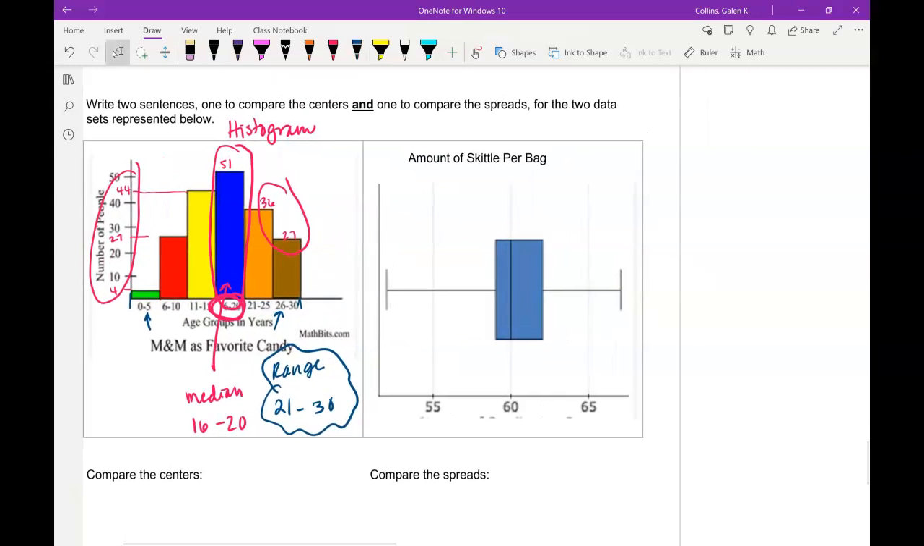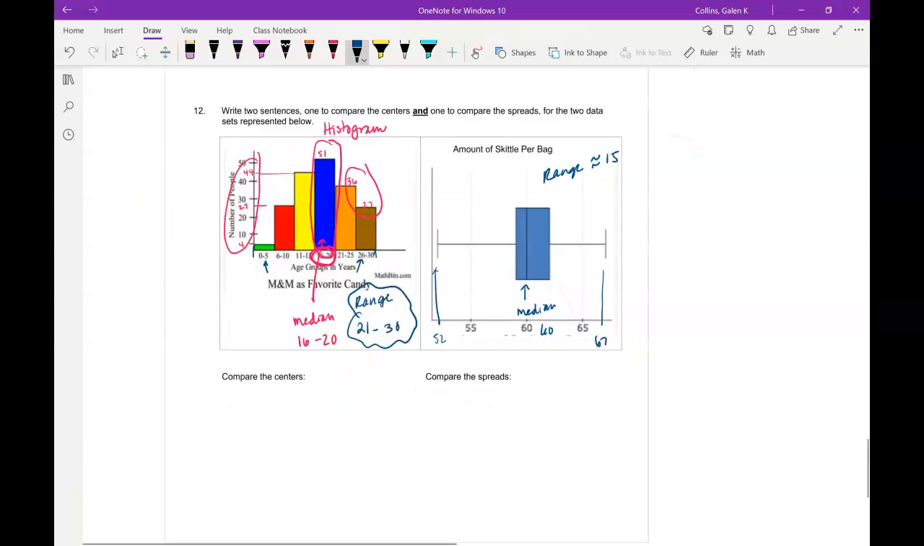Okay, over here, if we're looking at centers, well, we know our median is 60. That one is easy. We know the middle 50% of our data, we could eyeball it, or we could guess that our range is, I'm just thinking maybe this is like 67 over here. Maybe this is like, I don't know, I'm just ballparking it. Maybe this is like 52. So it looks like our range is around 15. So maybe a little bit less spread.